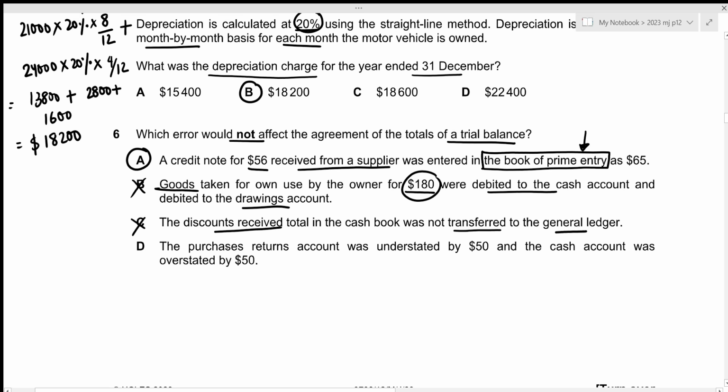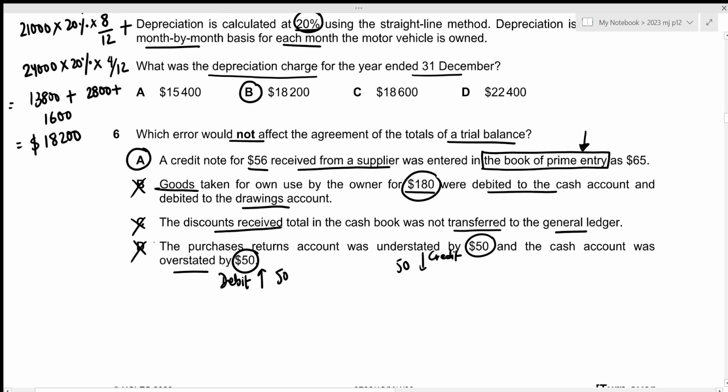Then the fourth one is the purchases returns account was understated by 50 and the cash account was overstated by 50. Remember that these will affect two different sides because purchases returns will be included as our income on the credit side, but cash will be included as our asset on the debit side. So we'll have an overstatement on the debit side. So debit side will have a higher value of 50, whereas on the credit side we'll have a lower value of 50, which will create different totals for our debit and credit side, which will be reflected in the trial balance. So again, this is incorrect as well.